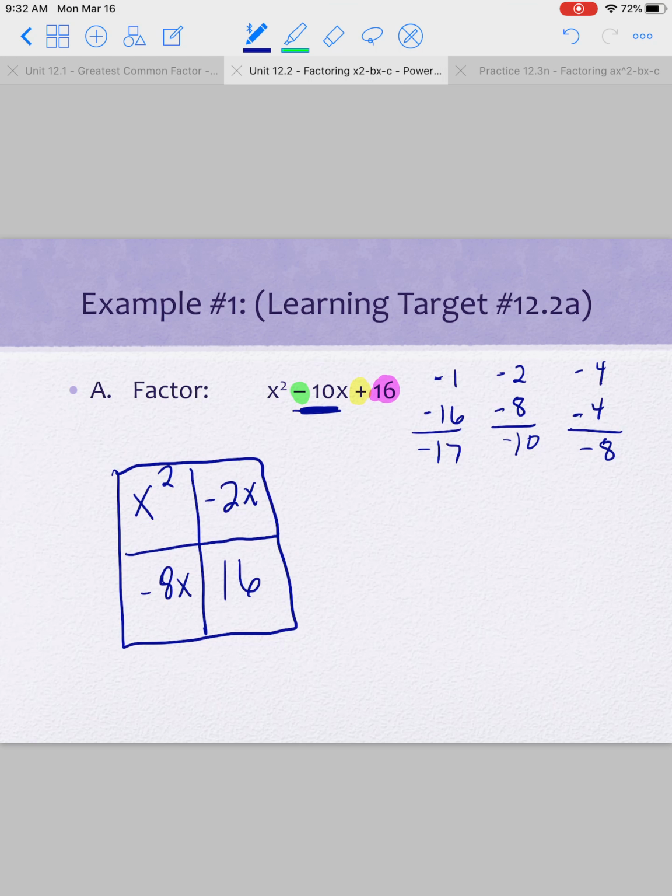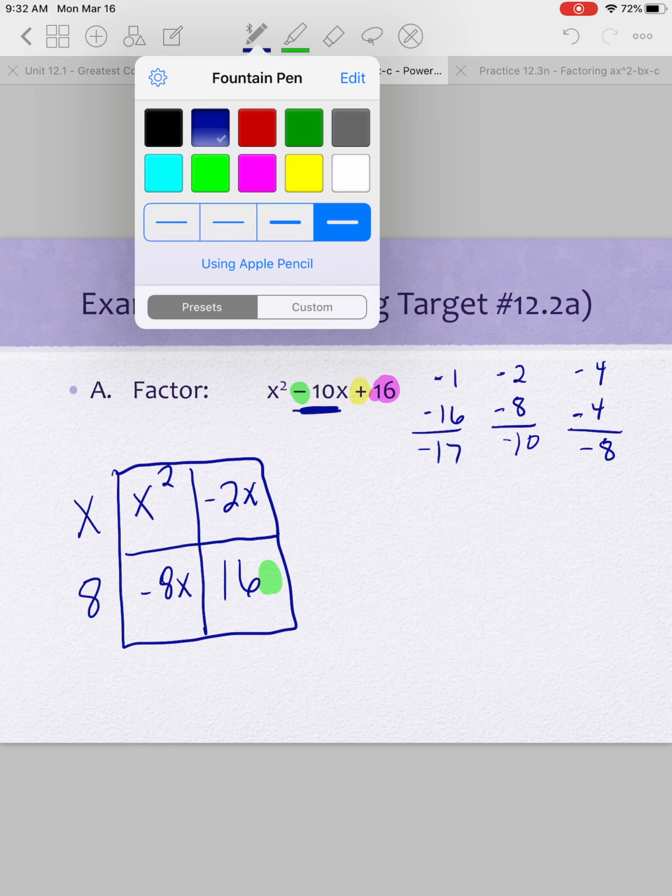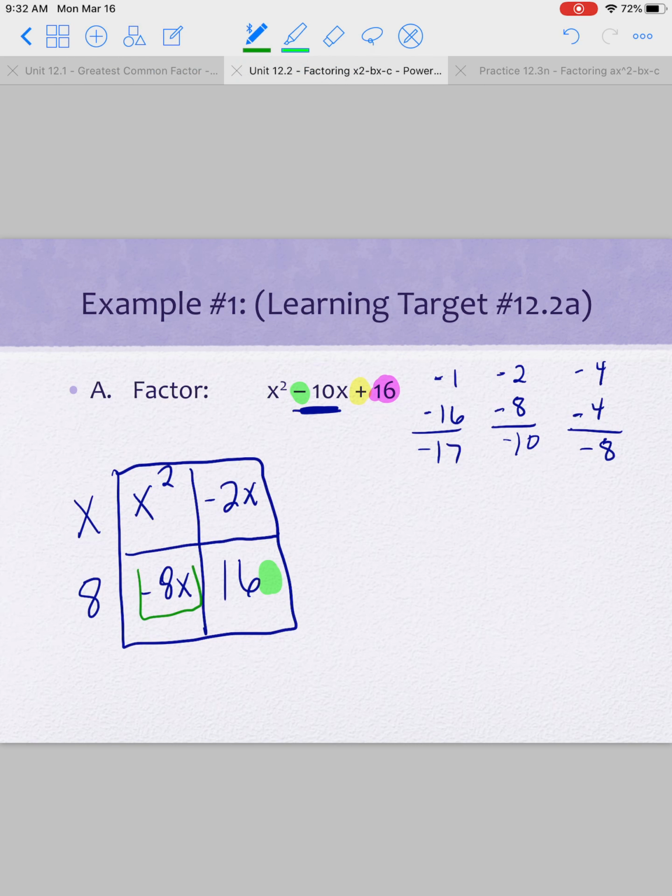And once again, it doesn't matter which order I do this, okay? Let's start with x squared and negative 2x. Okay, and that would be x. Negative 8x and 16. Greatest common factor of 8 and 16 is 8. There's no x term here, so it can't be a part of my greatest common factor. And I'm touching a negative right here, right?